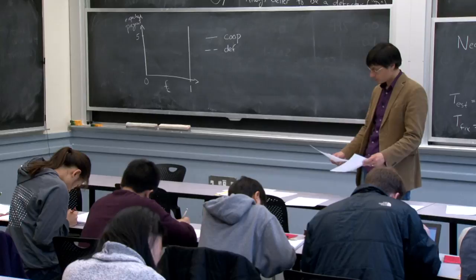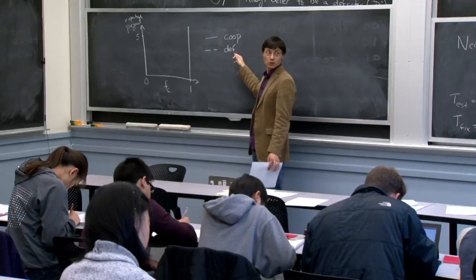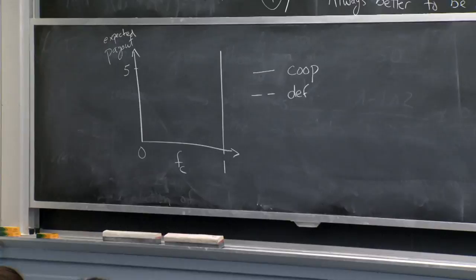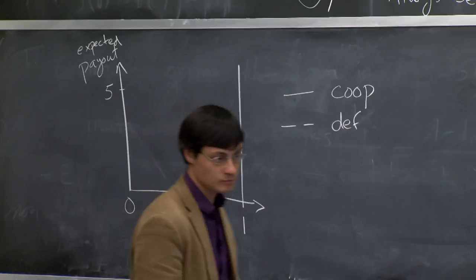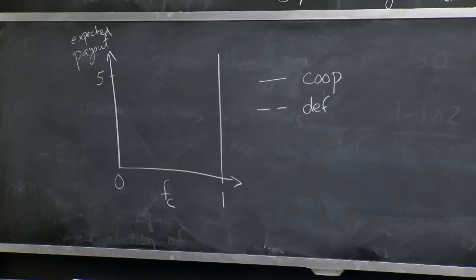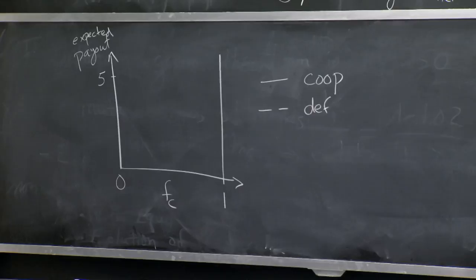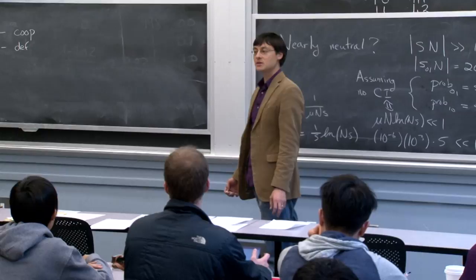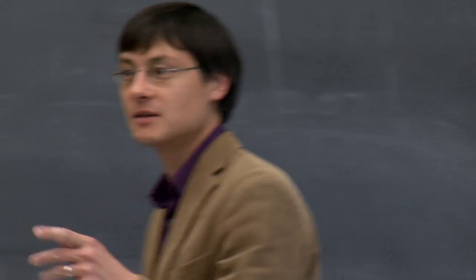This is going to be the expected payout for an individual, given the rest of the population is following some fraction cooperator. Do you guys understand what I'm asking you to do? I'm a little bit concerned that there are very few plots in front of me. What is FC? This is the fraction of the population that's a cooperator.